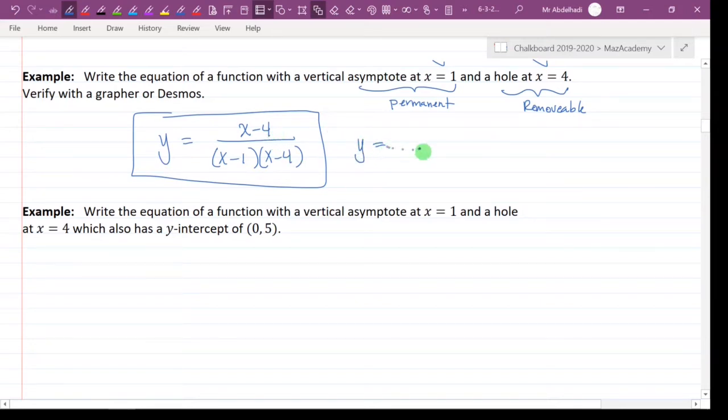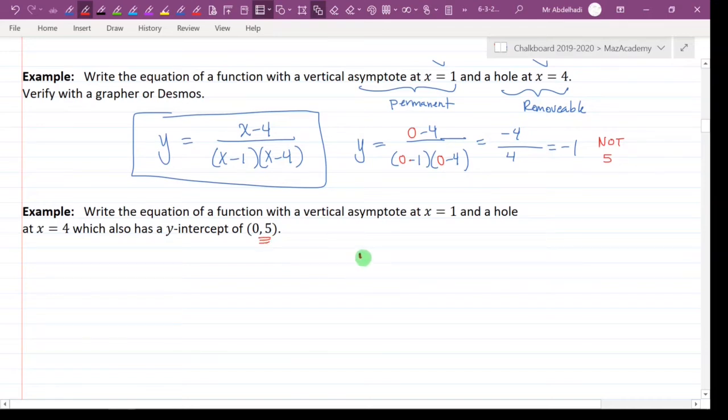So y equals, and this is now 0 minus 4, right? And this is now 0 minus 1, okay? And this is 0 minus 4. And now the question is, what is this going to be? Well, it's negative 4 on top. This is negative 1 times negative 4, which is positive 4. So this is going to be negative 1. This is not 5, right? We want it to be 5.